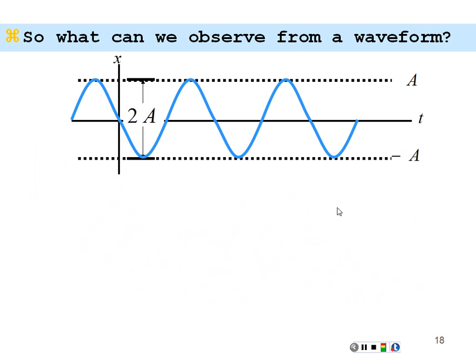So what can we observe from a waveform? Well, we know that peak to peak in either direction, we're going to go amplitude this way or amplitude that way. So if I didn't know where the middle point was, I would just measure it peak to peak and divide by 2 to get my amplitude. And going peak to peak the other way in terms of time will give me the period. So I can measure those two things off my waveform.